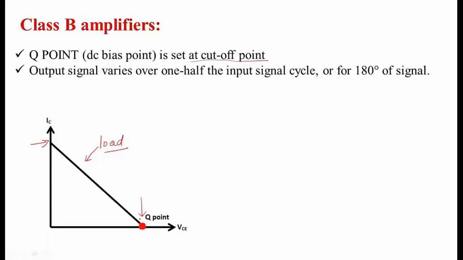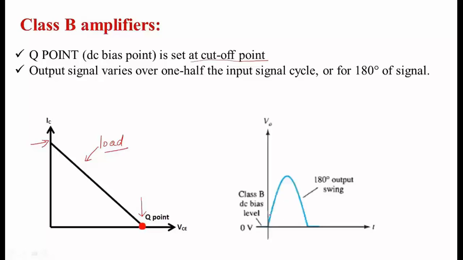So for this kind of power amplifiers, where the Q point is set at the cutoff point, we have the output like this. In this, we can see that for the full swing of input cycle, we get only half cycle in the output. This is the half cycle, and for the rest of the half cycle of input, we do not get any output signal at the output. Okay, so this is the Class B amplifier. For Class B amplifier, we get only half cycle at output.